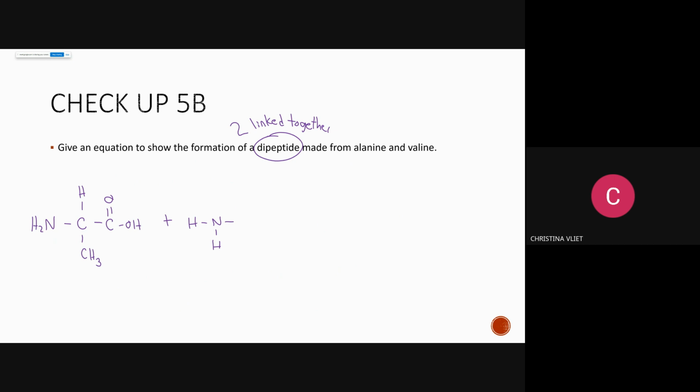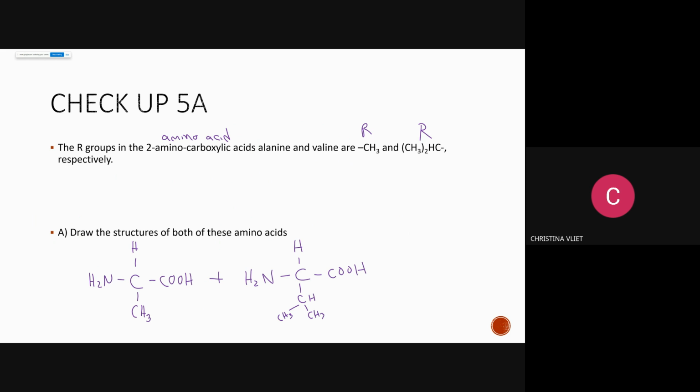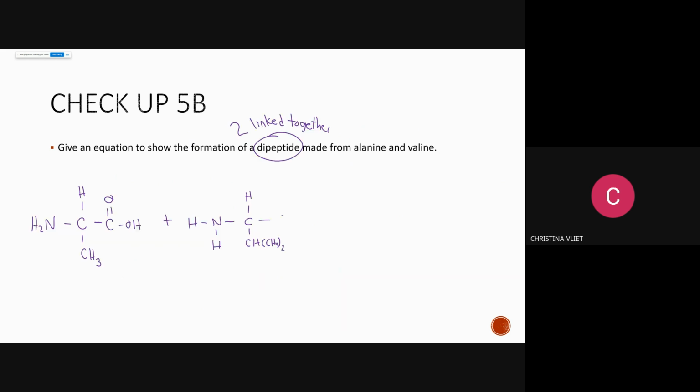So this would be CH, this is the CH. If you want to write it as CH3 too, instead of expanding it out, you can totally write it like this. This is the same thing that that is. And then this is the COOH. It said write an equation. So there's my arrow. I'm going to pause to give you some time.